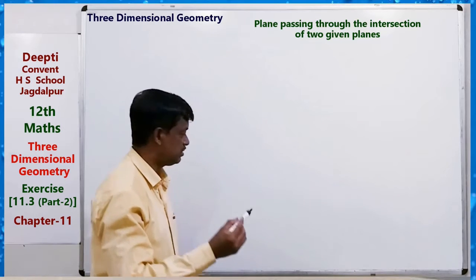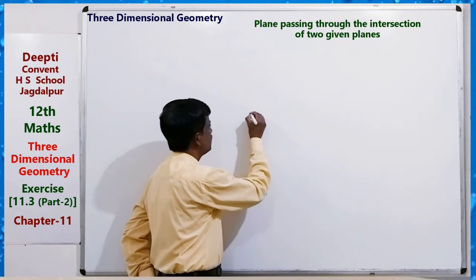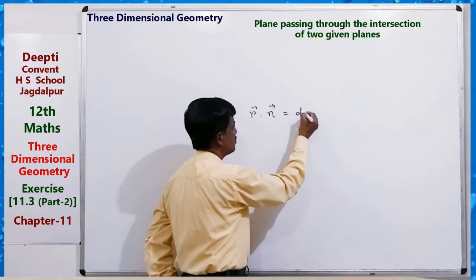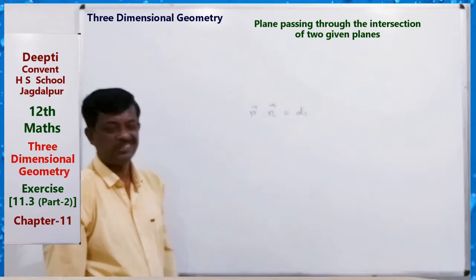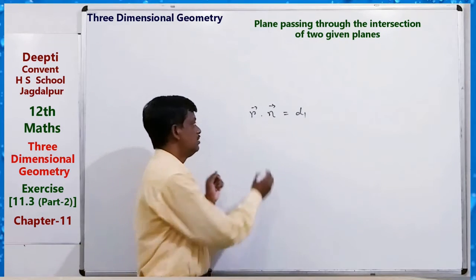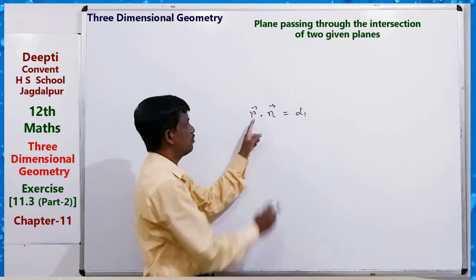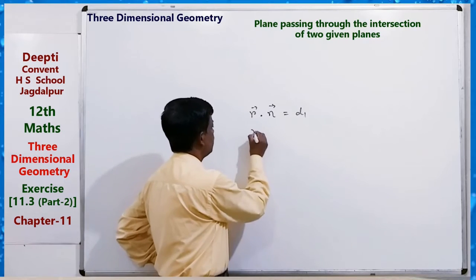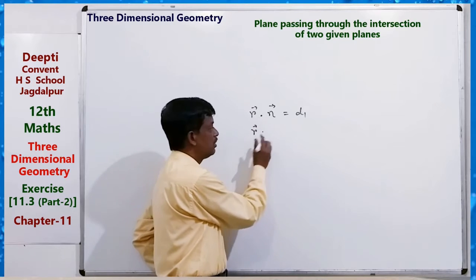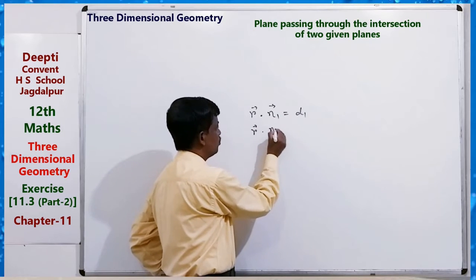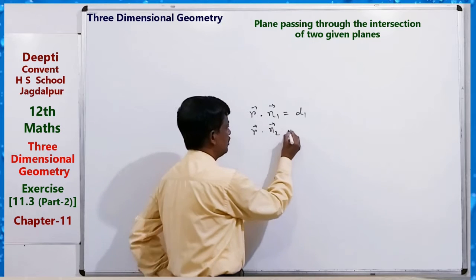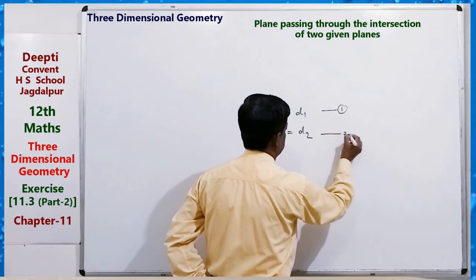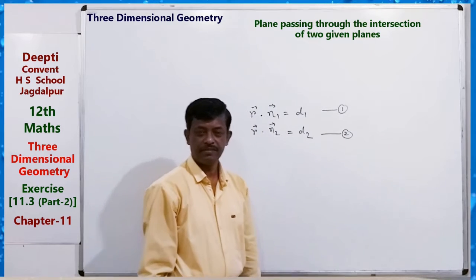Suppose we are having two planes just like this. The first plane, we know, can be written as r·n1 = d1, where n1 is normal to the plane, r is an arbitrary position vector or arbitrary point on the plane, and d1 is a constant value. This is the first plane. And the second plane, r is an arbitrary point on the plane, and this is n2, the normal to the second plane, r·n2 = d2. Okay, first plane and second plane. Clear?